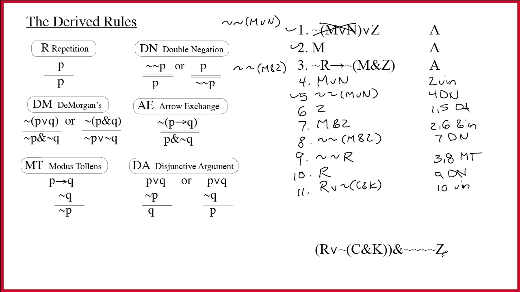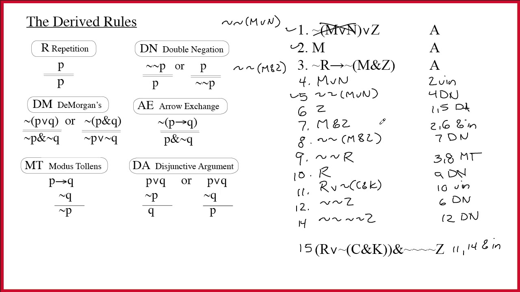And now that we've done that, we have half of this, and all we need now is 4 tilde z. Well, we have regular z, and so to do this correctly, we have to do it in 2 steps. We say tilde tilde z by 6 double negation, and now that we've got tilde tilde z, we can create 4 tilde z. 12 dn, and now we're done. 15 will be 11 plus 14 ampersand in.